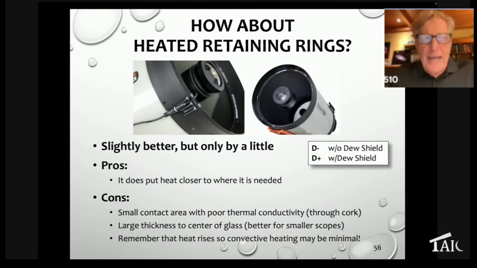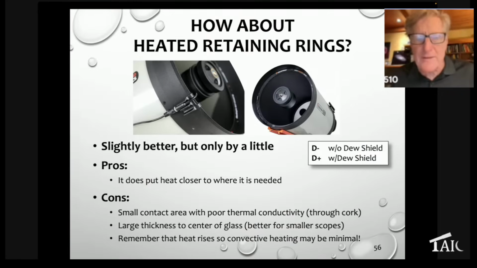And I had to add this to talk about, how well does this work for retaining rings? Celestron sells these heated retaining rings. You can buy these things. I mean, the pros are it puts the heat closer where you need it. You need it at the front surface. Well, they were thinking and they said, let's put it at the front surface. The problem is it's a small contact area with poor thermal conductivity.